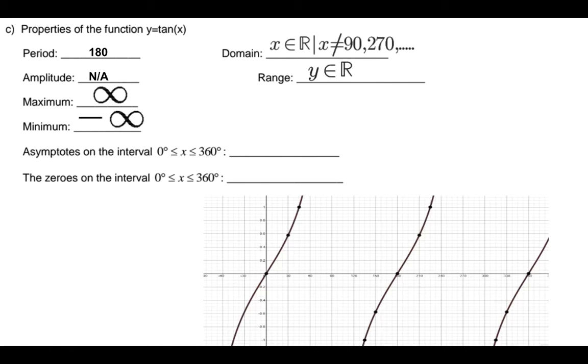It could be anything. Asymptotes and zeros are similar to the sine function and cosine function, because remember that tan is sine over cos as well. It's opposite over adjacent, rise over run. But wherever cos is 0, then tan's got to be undefined.